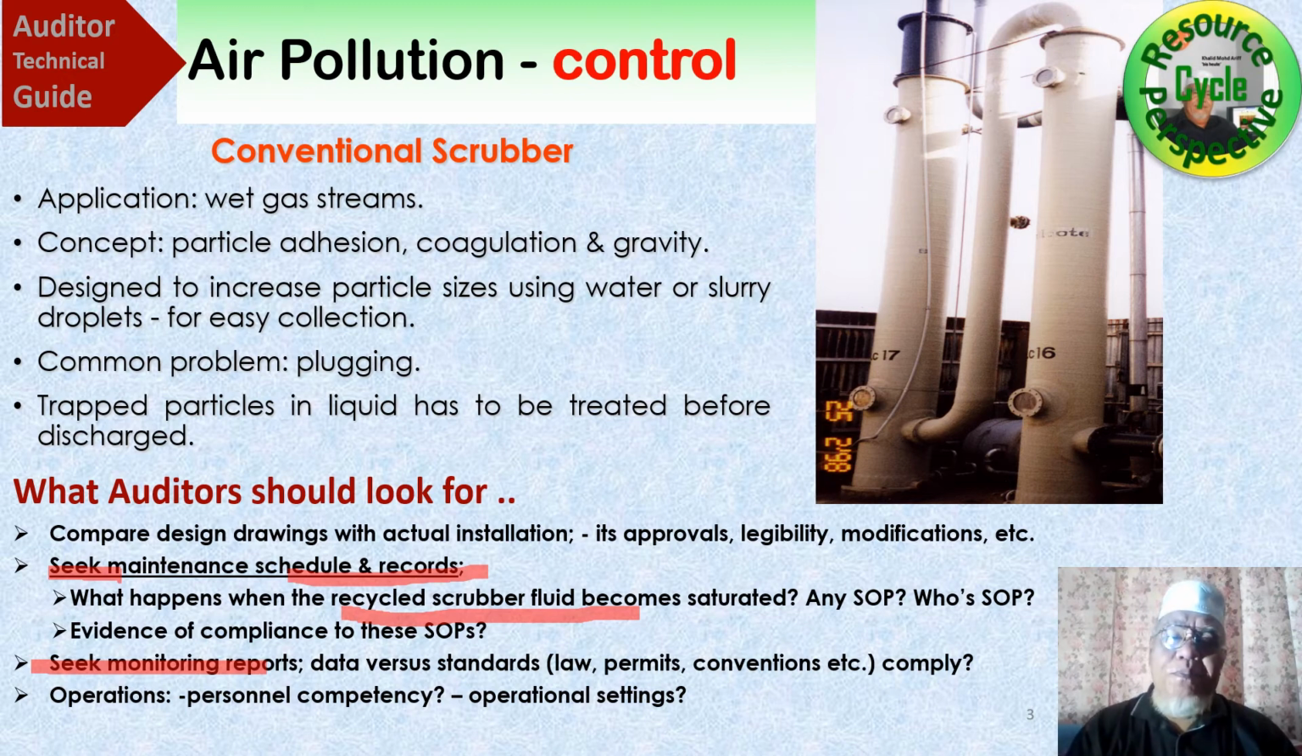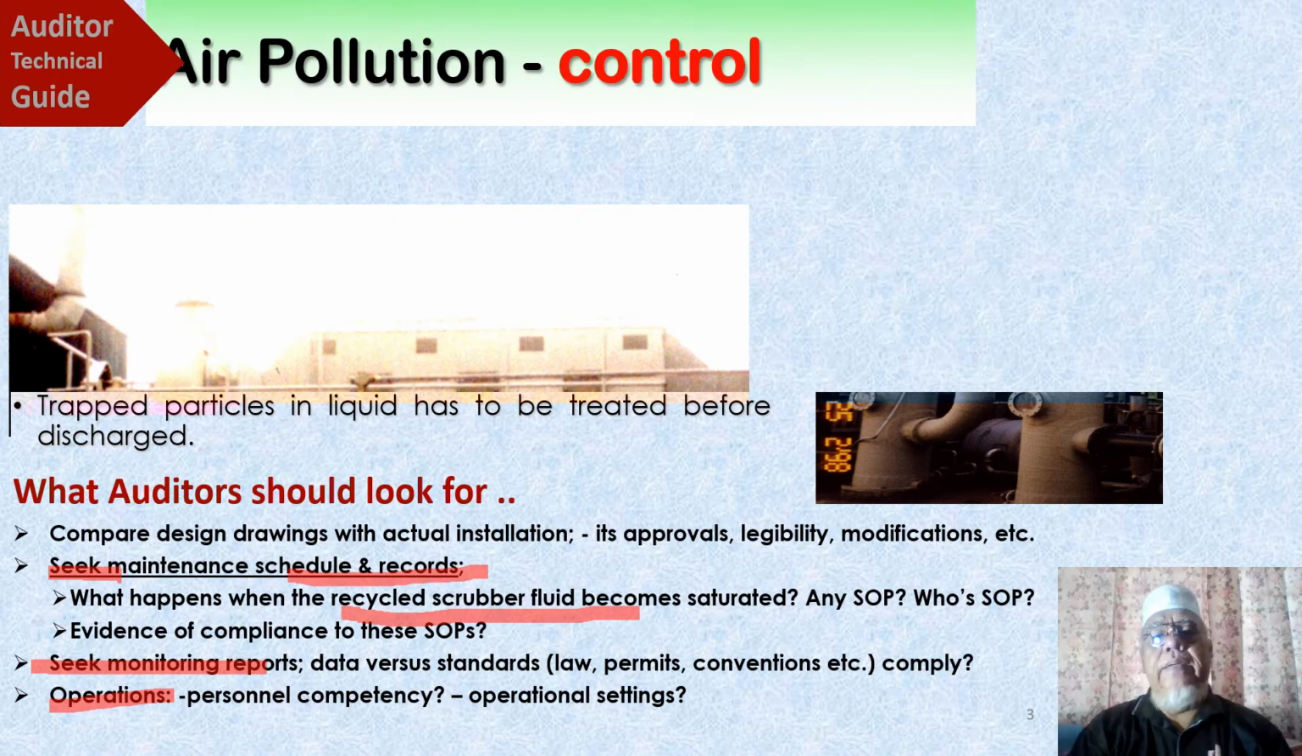Let's go to the fourth bullet then. Personal competency or DOE approved competent person. I believe this is purely administrative and legal in scope, and you may do an interview just to verify his technical know-how for the scrubber in question. Good luck. So let's go to the next slide.